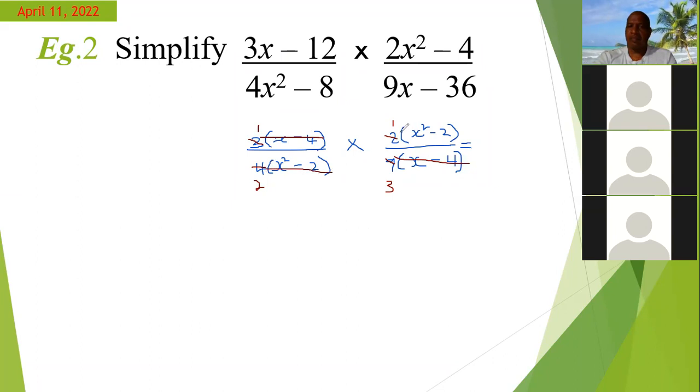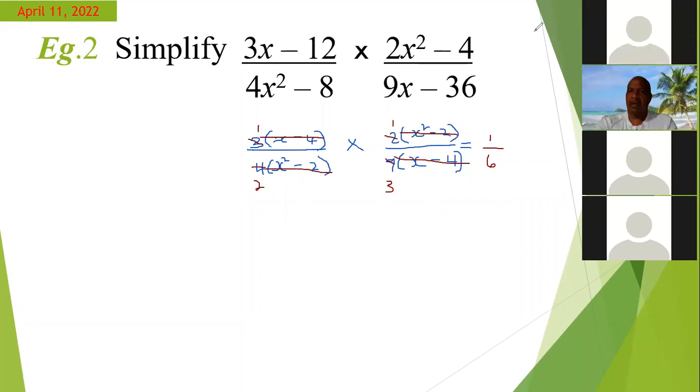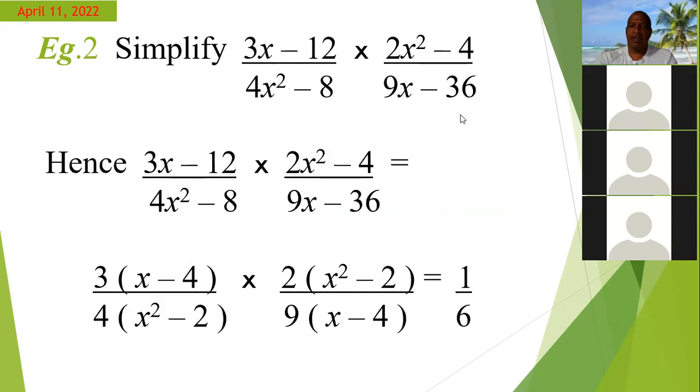All right, so what do we have remaining in the numerator? In the numerator, 1. So 1 times 1 gives you 1. And 2 times 3 is 6 in the denominator, sir. Okay, good. All right, is everybody clear on that? Raise your hand if you understand what to do. All right, good. So we'll move on. So we factorize our numerators and denominators, and then we cancel. So the answer would be 1/6 for this one.